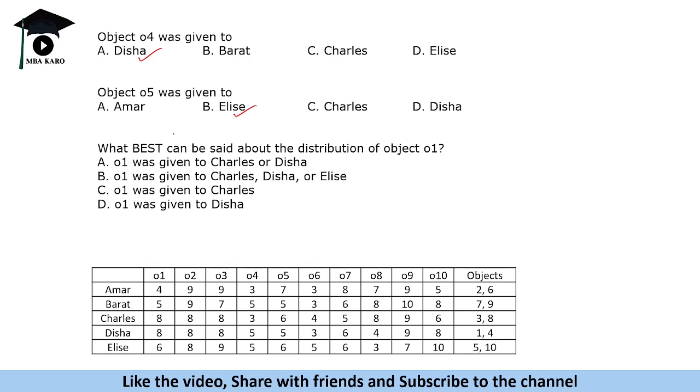What best can be said about the distribution of object O1? O1 was given to Disha. Likewise, we had to find who all these objects were distributed to. So it was quite a challenging set. Not only did we have to map these, but also take care of that condition of envy, that a person should not envy anyone else, right? That was the condition that needed to be checked in this question. So that was the solution to this set, and the answers to the questions associated with it.